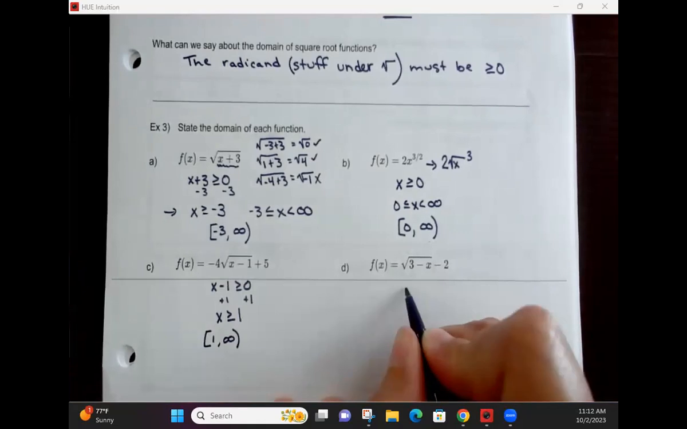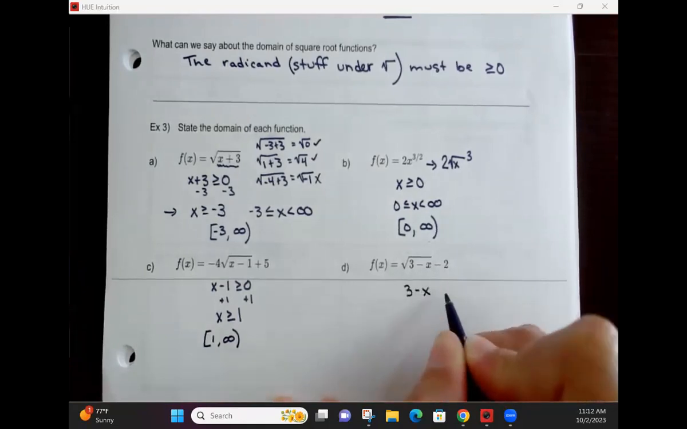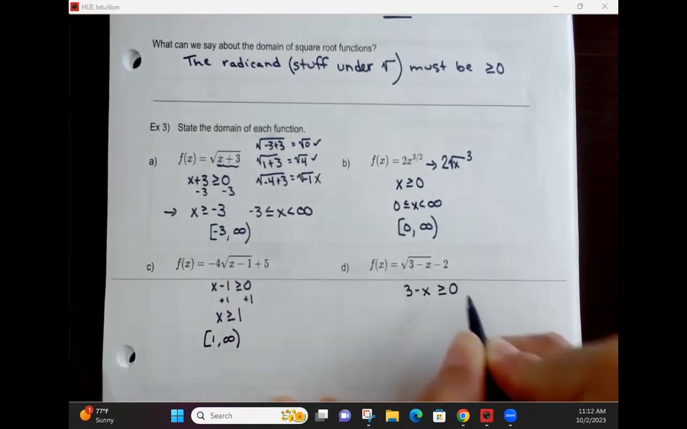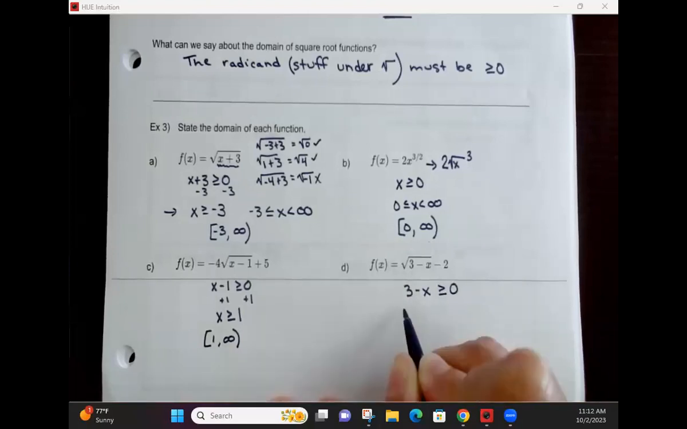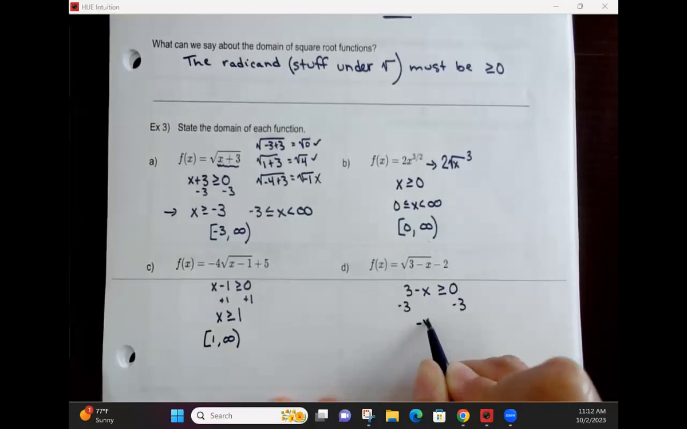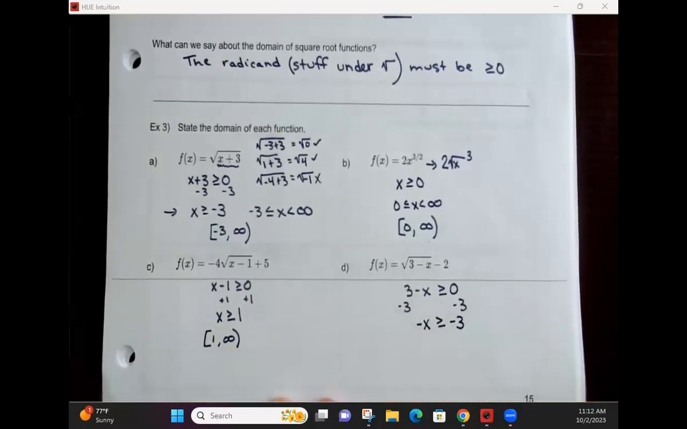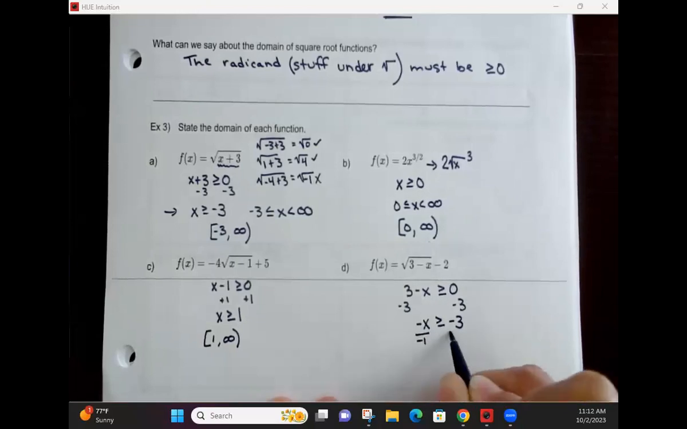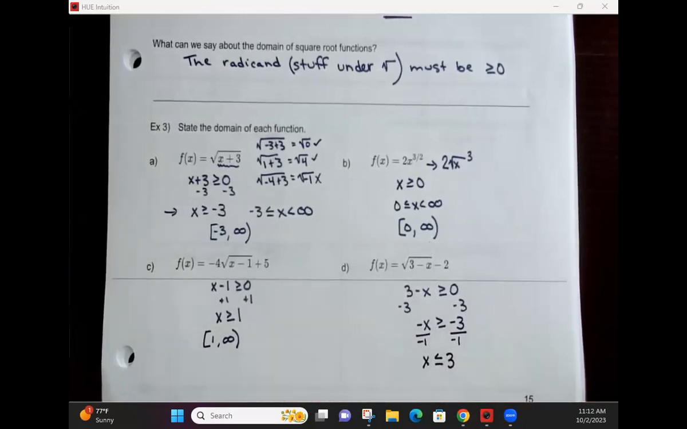In interval notation, this would be 1 to infinity. For D, the radicand, 3 minus x, must be greater than or equal to 0. Let's get x by itself. We'll move that 3 to the other side. Be careful with your signs. And then I've got to divide by -1. I don't want negative x, I want just x. Since I'm dividing by a negative, my sign flips. X must be less than or equal to 3.